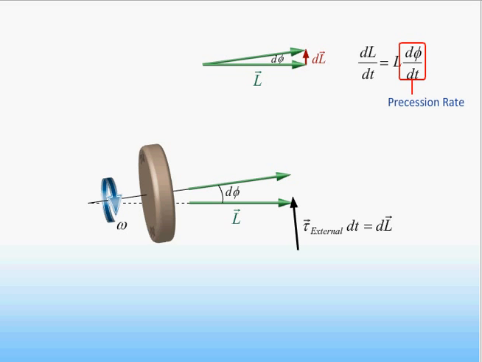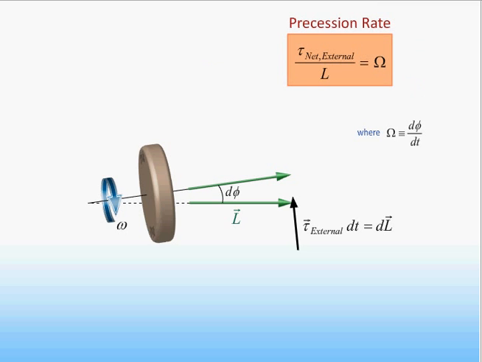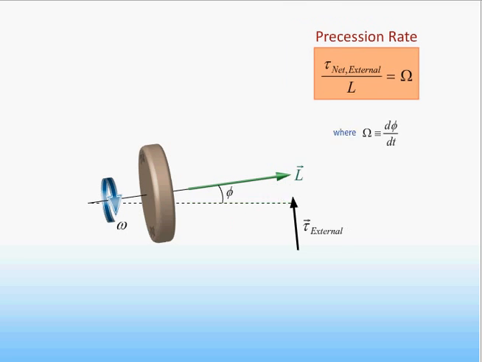the precession rate of the disk. This precession rate is often denoted by the capital Greek letter omega. Now, we know that the time rate of change of the angular momentum of a system is always equal to the net external torque acting on the system. We can rewrite our expression for the precession rate as the ratio of the net external torque applied to the system to the angular momentum of the system.